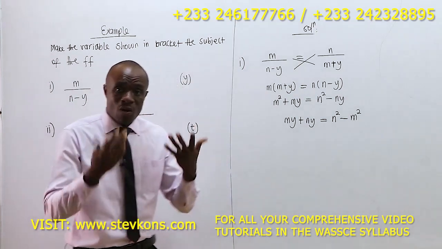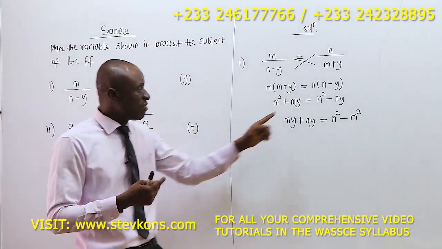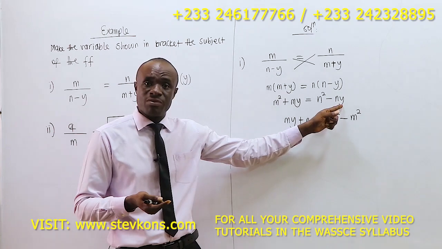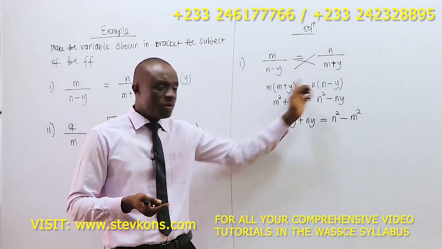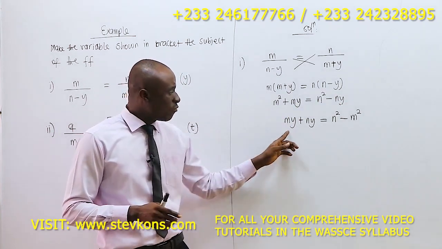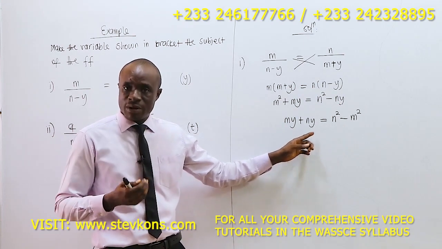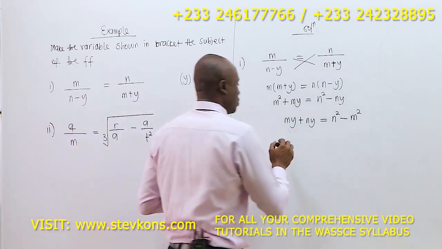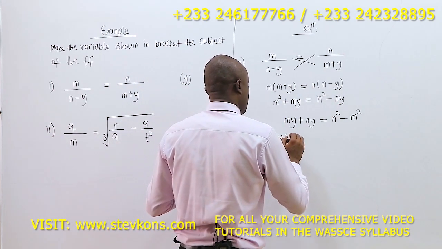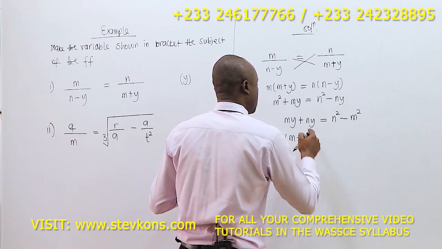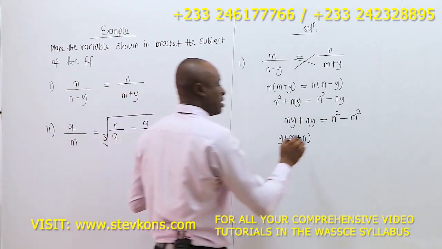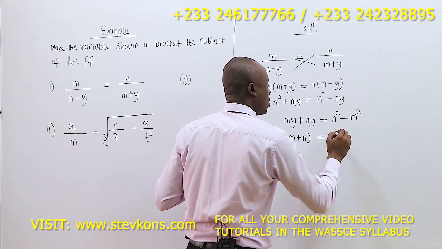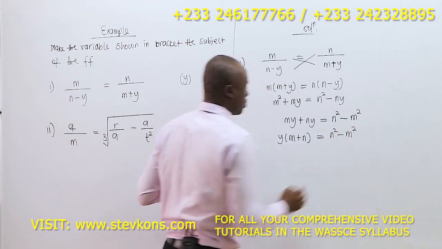So the question is, why did we group like terms? We have y here, we have y. We want to make that y the subject, so we have to collect it. Let it be on one side. So if we have y, what do we do? We factorize the y out. So we have y out, m plus n. Y common factor, factorize. And this is equal to n squared minus m squared.